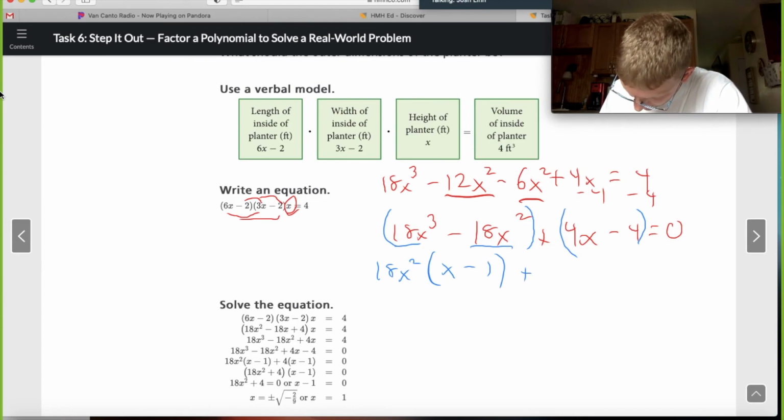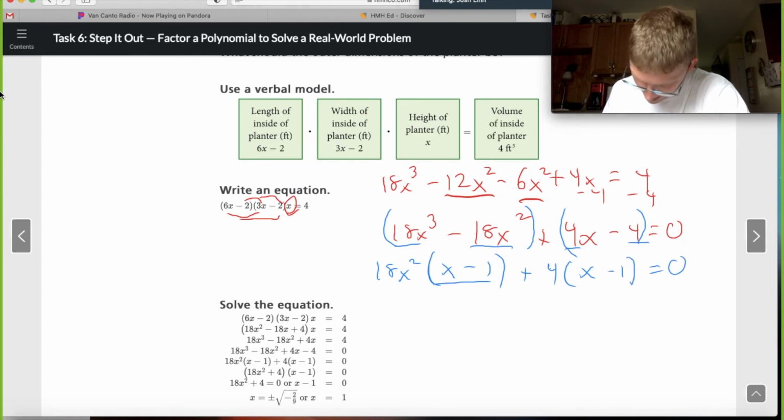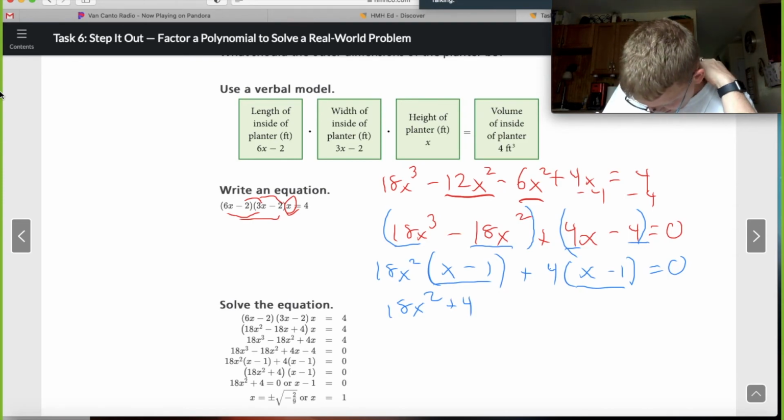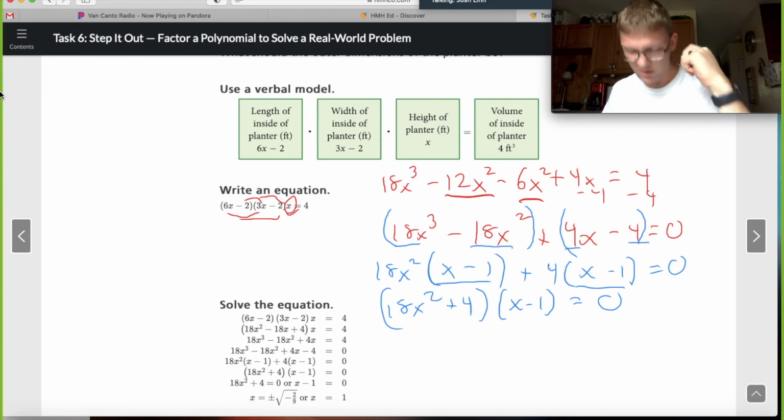And then here we've got a 4 in both terms, so we're going to factor a 4 out. x minus 1 equals 0. Hey, look! x minus 1. Imagine that. So then we've got 18x squared plus 4 times x minus 1 equals 0. So hopefully this is ringing a bell.